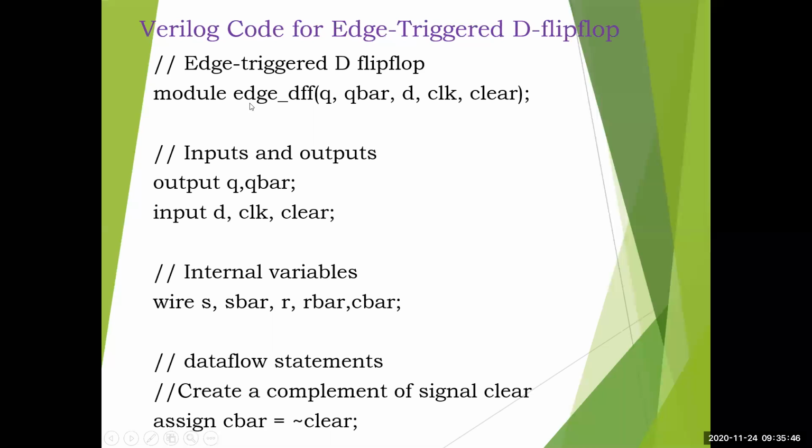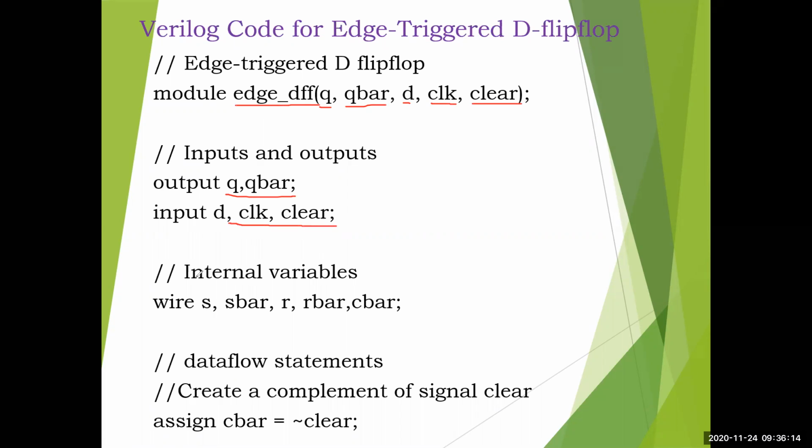So this is the program module. The same name you should give. You should not change even a single letter, even capital letters are not allowed, because it is case sensitive. So the same name is given, module D flip-flop. And what are the inputs and outputs? You have to write Q and Q bar as the outputs, and D, clock and clear as the input signals. So it is declared here: output Q, Q bar; input D, clock, clear.